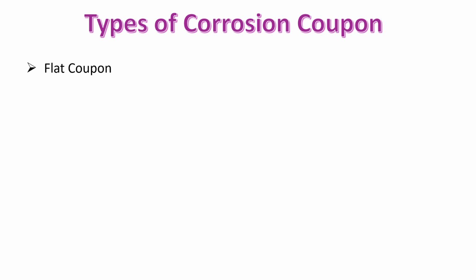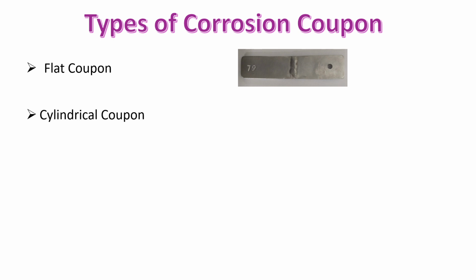First is a flat coupon. These are the most commonly used type of corrosion coupons and are typically flat, rectangular-shaped samples that are made from the same material from which we have installed the reactors or the process equipment, and a flat coupon looks like this. Okay. Then the second type is the cylindrical coupon.